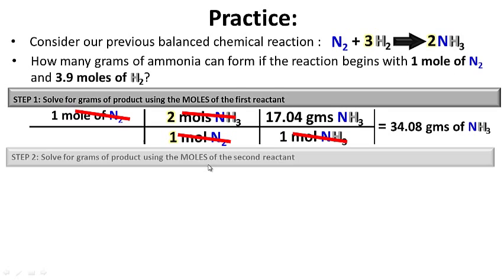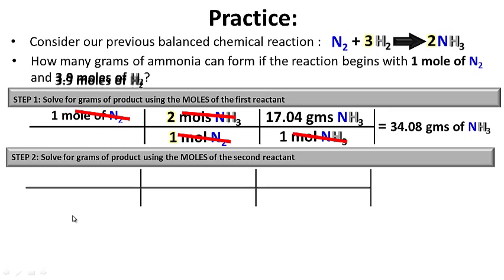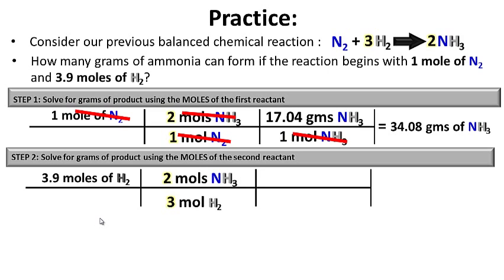All right, step 2, solve for grams of product using the moles of the second reactant, H2 here. So 3.9 moles of H2, we know 3 moles of H2 will produce 2 moles of NH3, and we know 1 mole of NH3 has a molar mass of 17.04 grams.